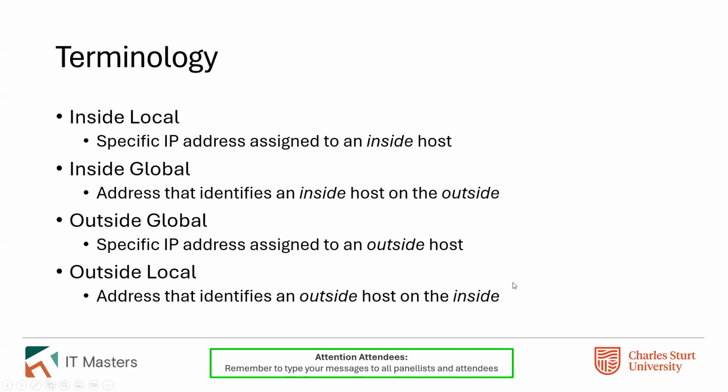So in typical terms, you will only see inside local and outside global used on most consumer to enterprise level firewalls. You'll see the other two, inside global and outside local, used where you're dealing with one-to-one NAT. So if you're running, say, a DMZ or demilitarized zone and have an internal web server that you wish to connect to the internet, you would typically then have an inside global and an outside local as well.